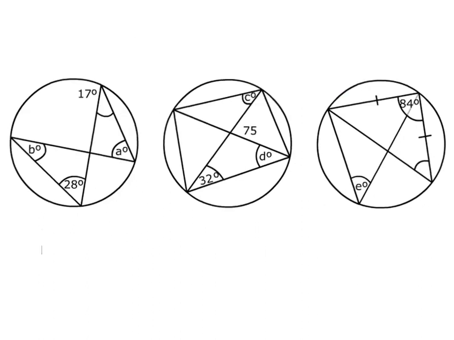Okay, first example, if we're trying to find the angle A, we don't really have to do anything, we just have to see that it's the same as the one the other side, so it's 28 degrees. The same with B, 17 degrees.